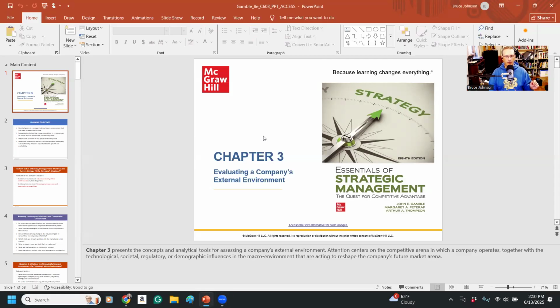Chapter 3 talks about evaluating a company's external environment. The first thing I want you to have pop into place in your mind is Porter's five forces and a PESTEL analysis. That's the tool, a quick way to understand what questions we are asking when we're trying to look at the full landscape. Later on, we'll talk about the internal factors in the company, but today we're going to talk about the external.